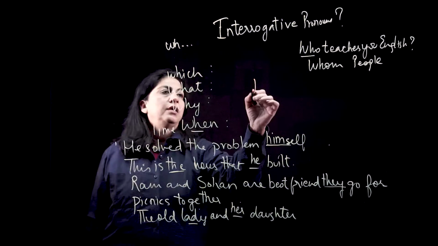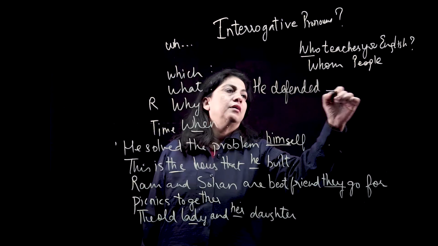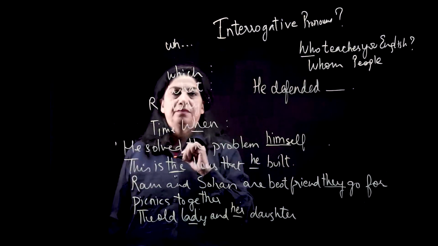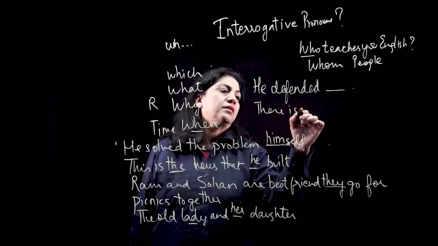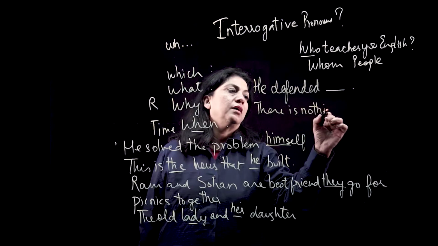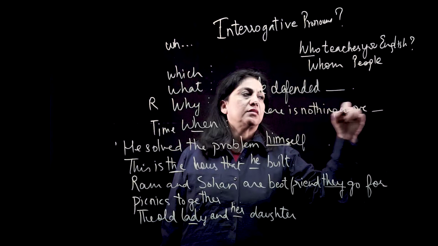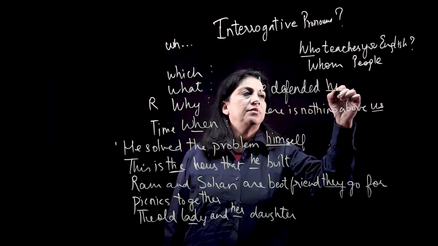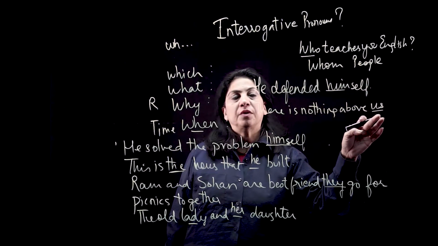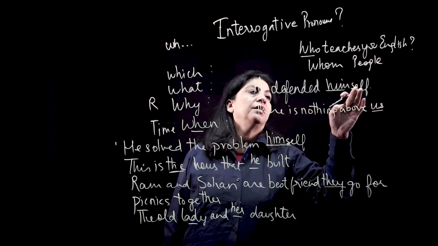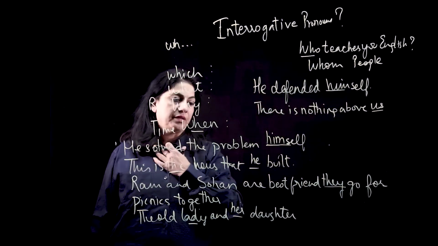Now let's see. He defended himself, reflexive. There is nothing above us, himself. So I've used the third form of the pronouns here, third person, us there. Here you have himself, the third person, or myself as first person if you like to use it.